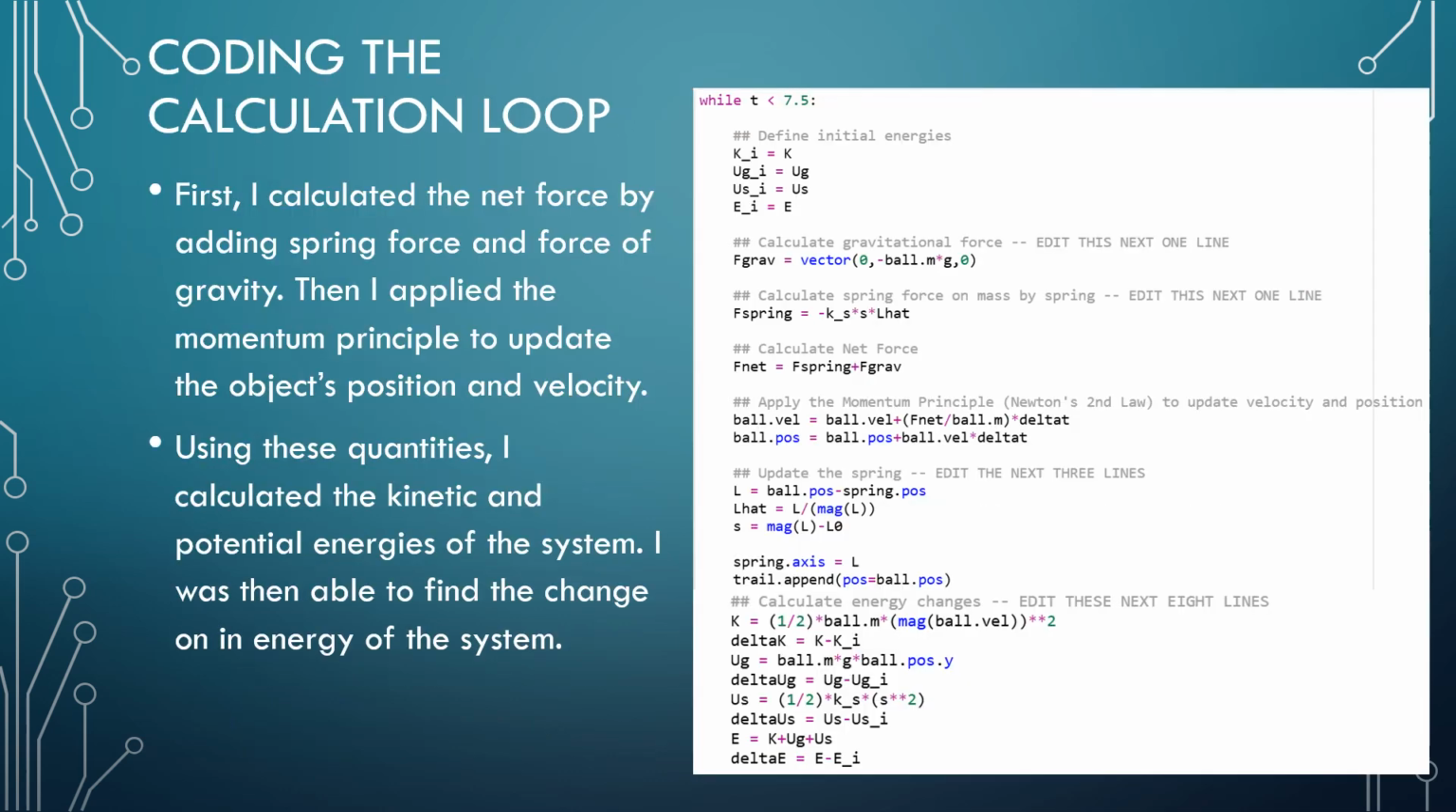Now for coding the calculation loop. First, I calculated the net force by adding spring force and force of gravity. Then I applied the momentum principle to update the object's position and velocity. And then using these quantities, I calculated the kinetic and potential energies of the system. I was then able to find the change of energy on the system.